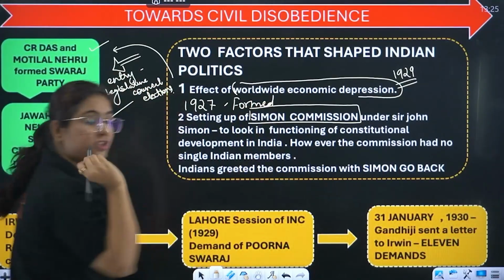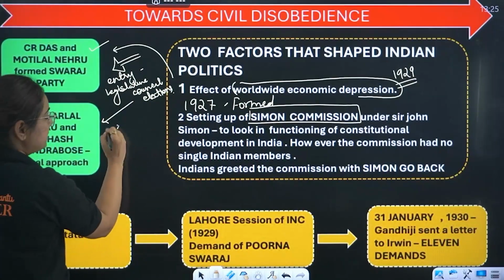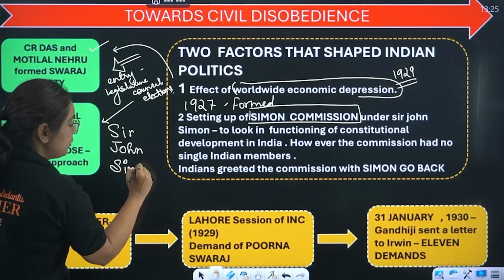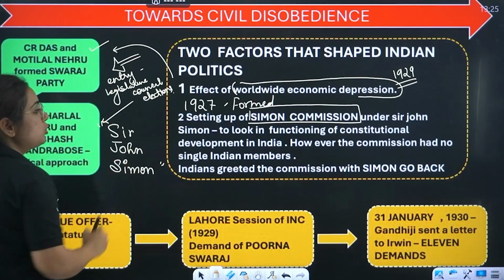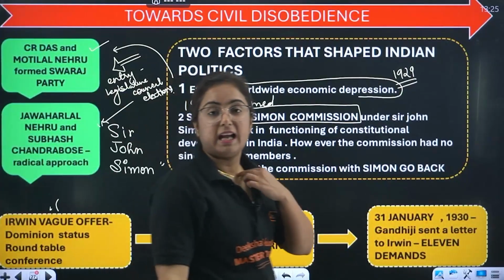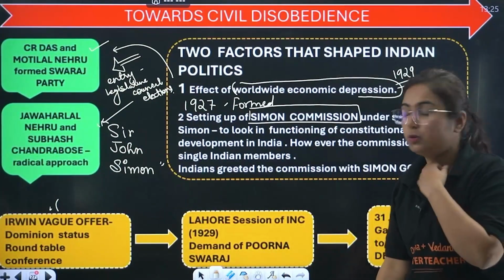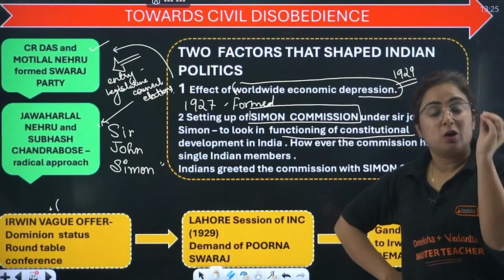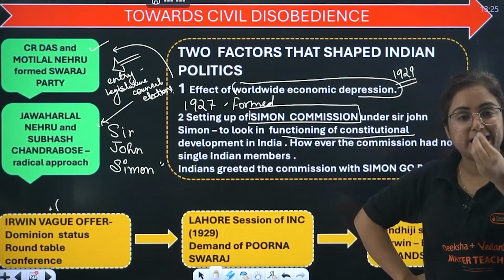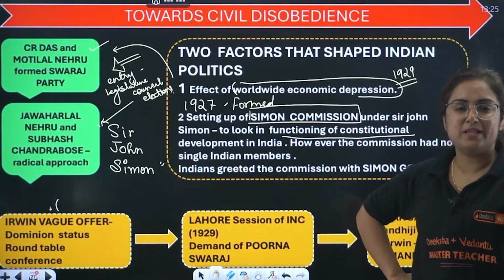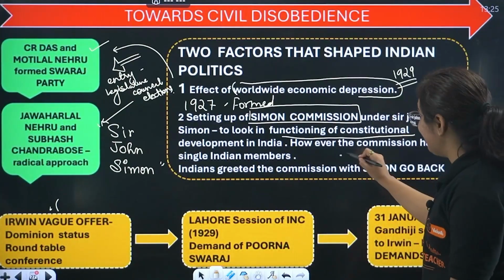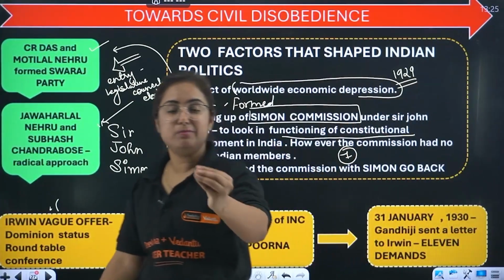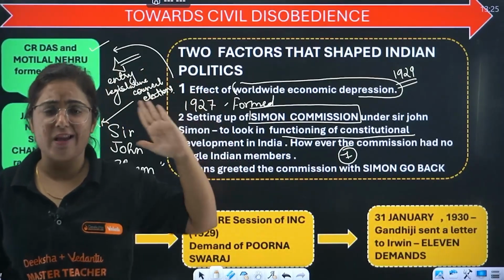The commission was headed by Sir John Simon, and he was brought with other members to look into the functioning of the Constitution of India, or the constitutional development in India. One strange thing happened in this commission. There were 7 members in this commission and not a single Indian member in 1927.